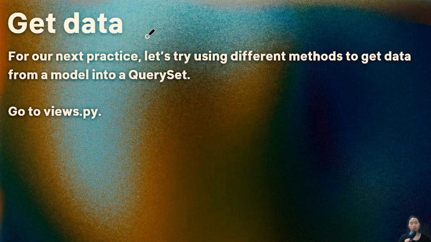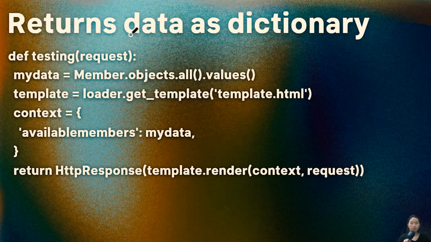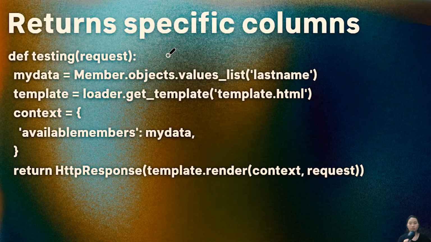Now let's move on to another exercise, which is getting data. We're going to try different methods to get specific data from a model through a query set. Once again, we're going to use views.py for this. First off, returning data as a dictionary with the key and value pairs. My data, Member.objects.all().values() is the same thing. We're not going to touch views.py. I just want it to be here as further context.